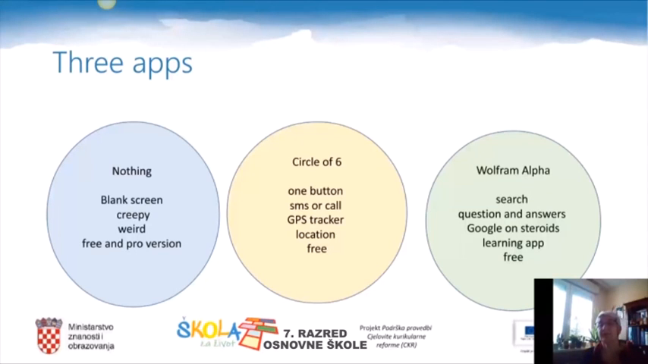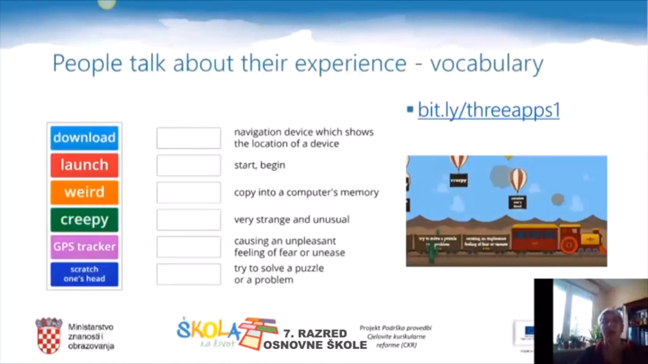Wolfram Alpha is a kind of search engine, even better than Google, they say. These boys think so. It's a learning app because you can ask questions and get answers. It's also free.